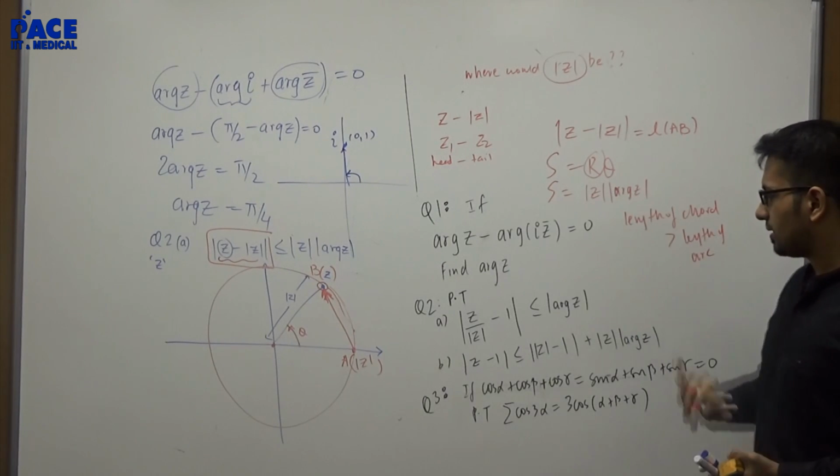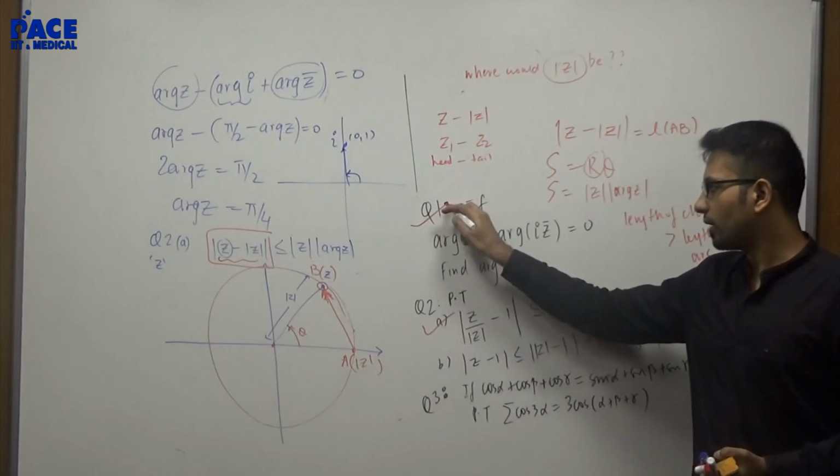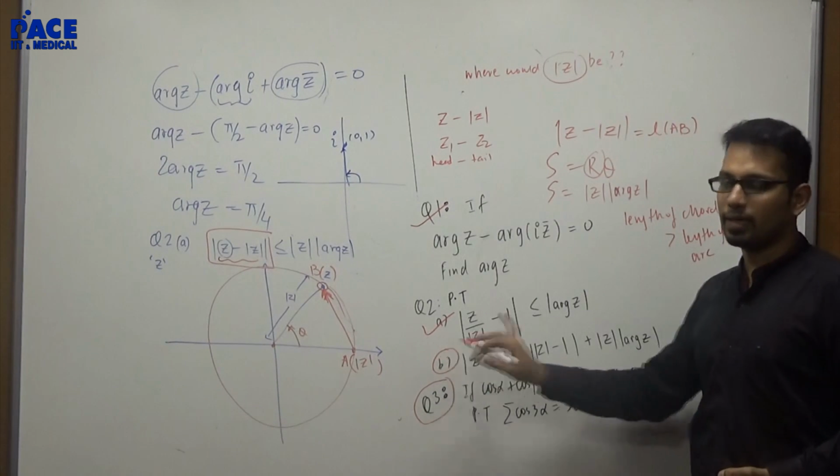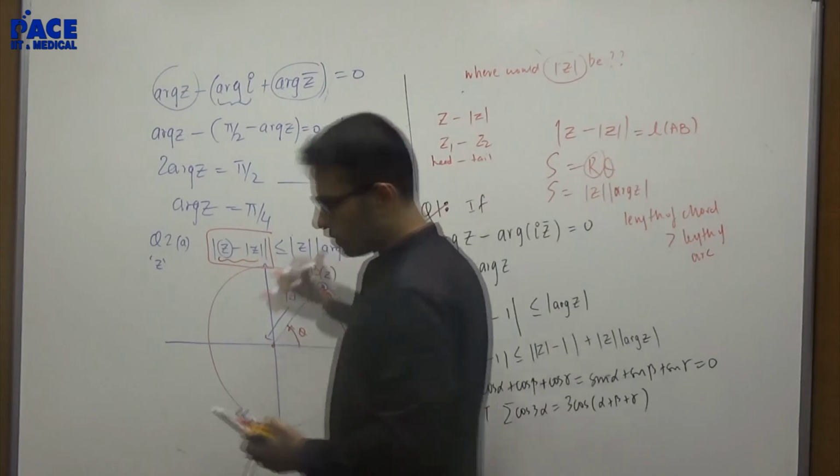Okay. Now copy this. एक काम करो. ये हो गया हमारा. Please try question 3. Then do question part B. ये थोड़ा tough है. I will discuss this. So copy करो.